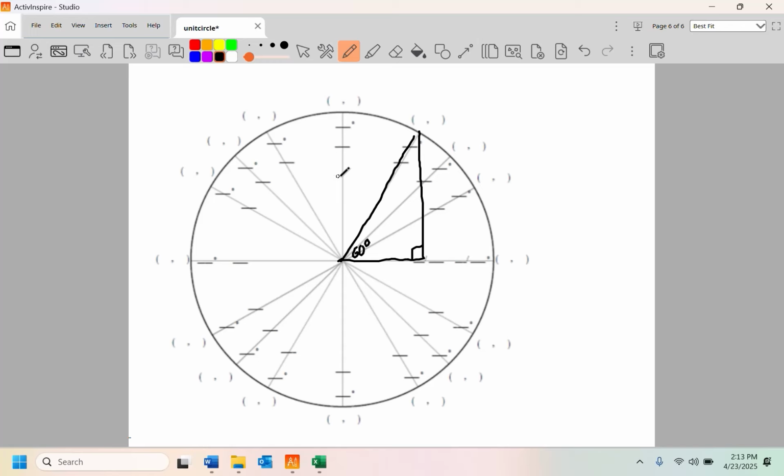And now opposite of a 60-degree angle is root 3 over 2. Adjacent or touching the 60-degree angle, or opposite of the 30-degree angle in the corner, is a half. So to get here, I ran right a half and up root 3 over 2.